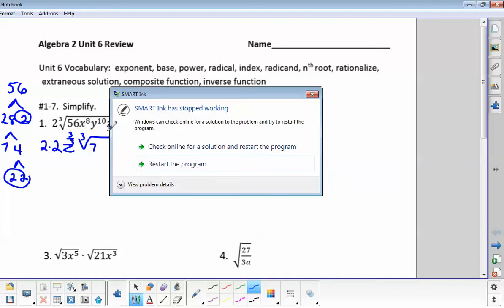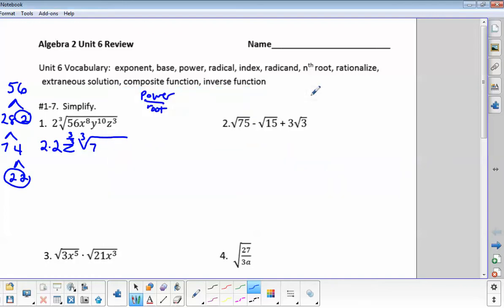So I can change this to be, let's see, x to the 6 times x to the 2. And that way I can take out the x to the 6 because that divides evenly by 3. And then the y to the 10 can be y to the 9 times y to the 1. And that's because 9 can divide by 3, so that can come out.